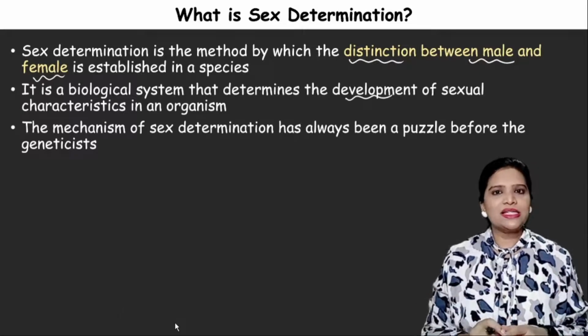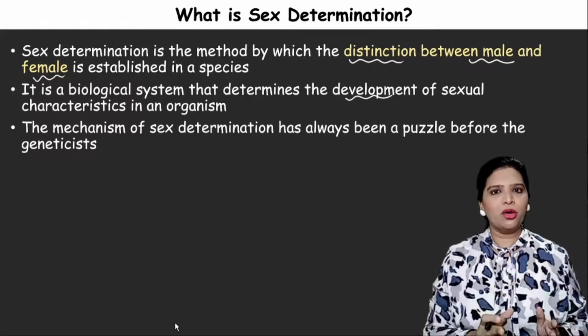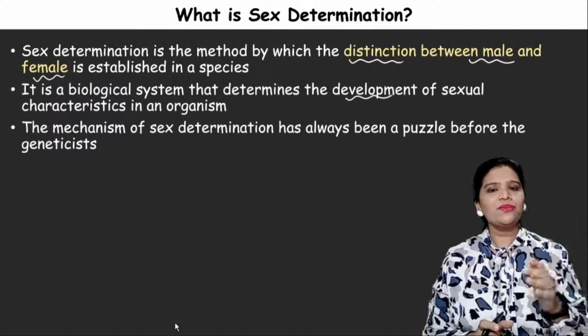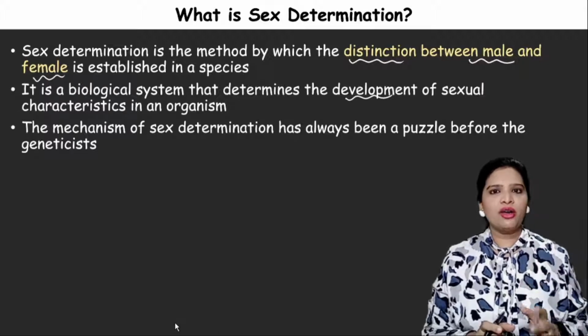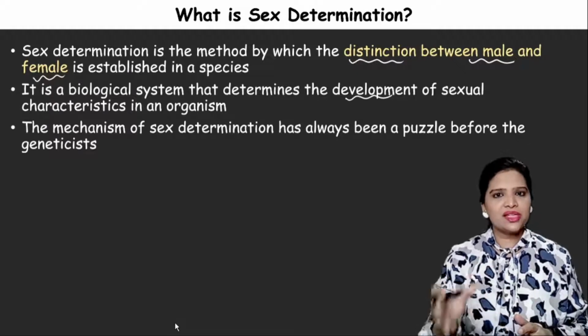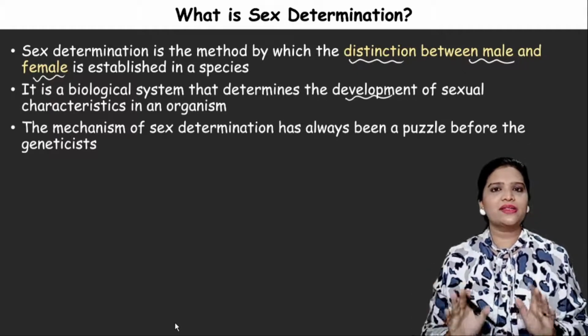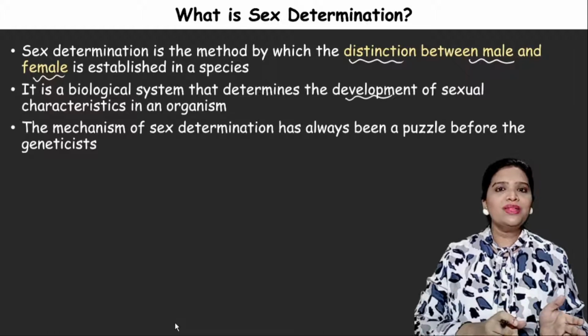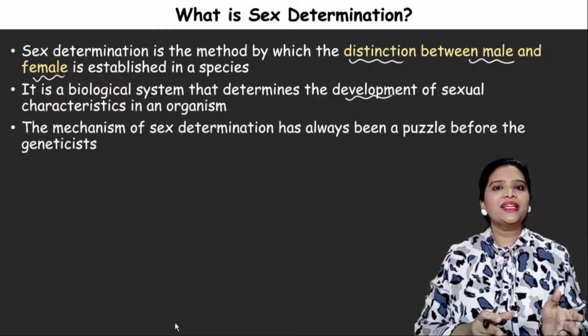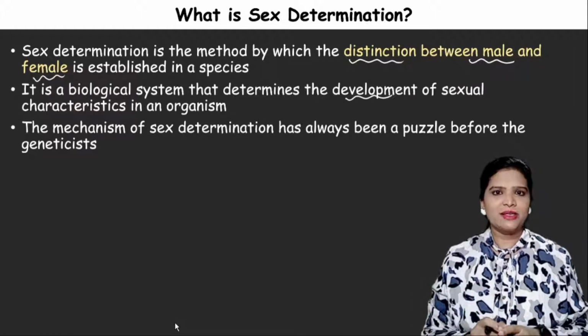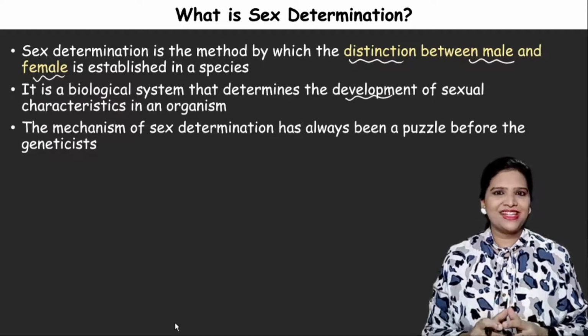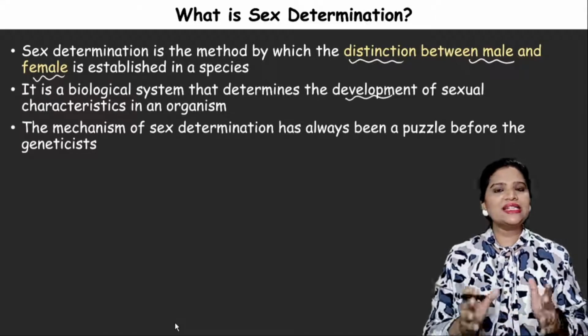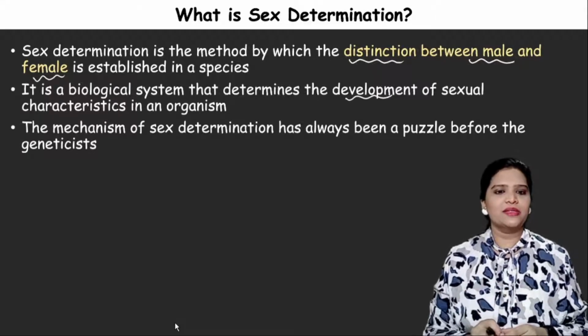For example, say females have a different morphological structure, right? A female has breasts, long hair, uterus like this. These are the characteristics of female. And male have testes, beard like this. These are the characteristics of male. So, how are these male and female characters appearing in an organism? What controls all these things? Studying about this is called sex determination in organisms.